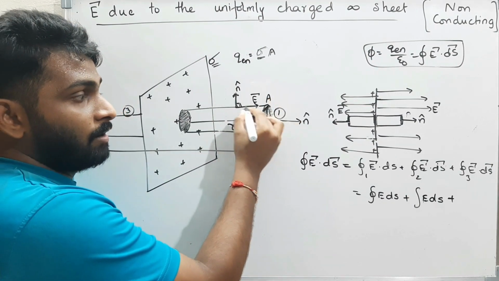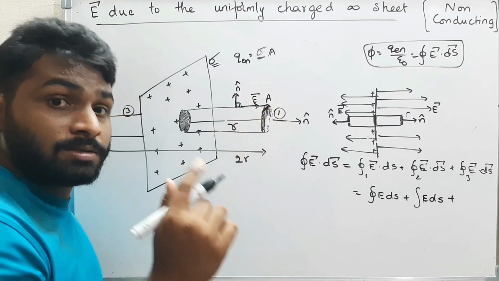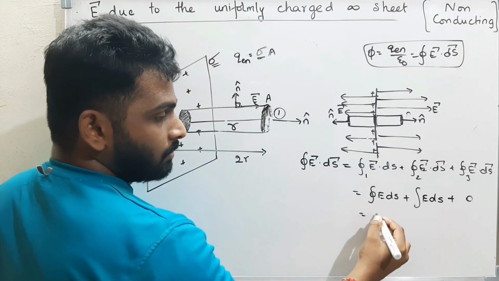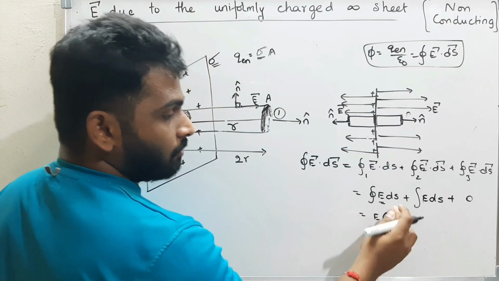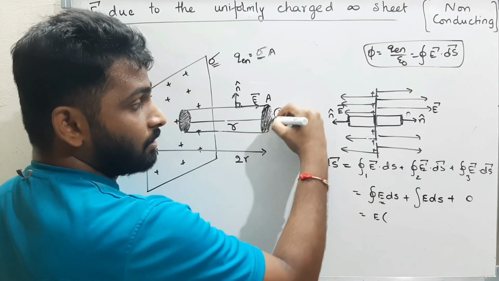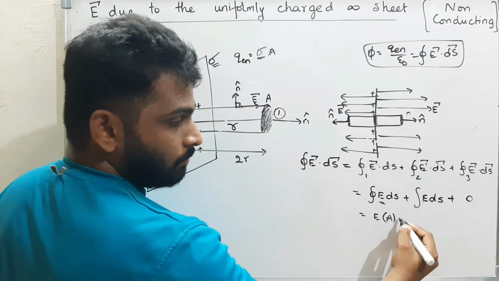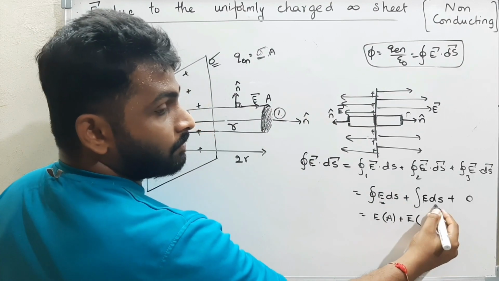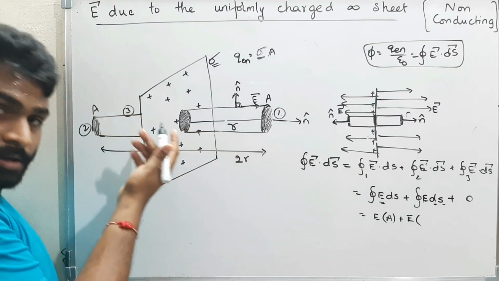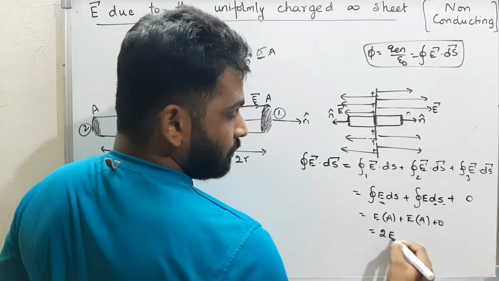What is the angle between them? The angle between the electric field and this area vector is 90 degrees. Cos 90 is 0. Therefore, it is 0. For the first surface, the electric field into the area, that is E into A, plus the electric field into the surface integral of ds, which is the area A, plus 0. That is nothing but 2E into A.